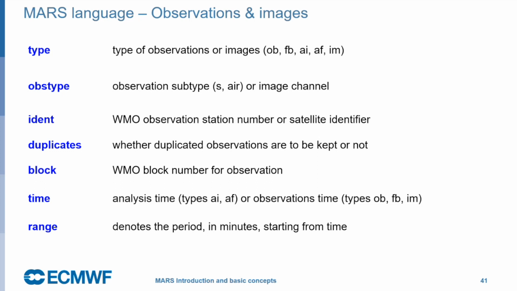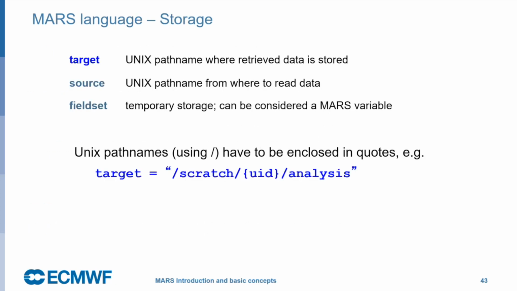You can also use WMO block number for the observations, and also like with the forecast, you can select time and range. Range is time range within specified time range, and with that time range you get all the observations we have stored in it.